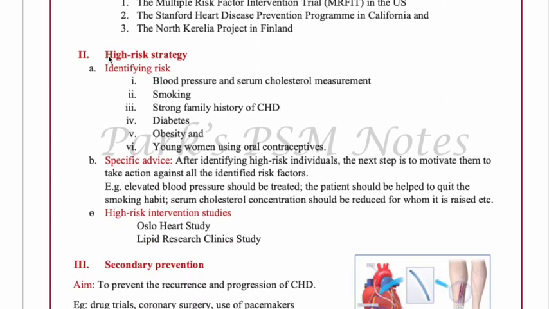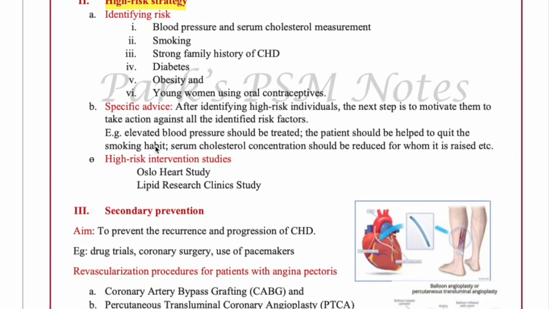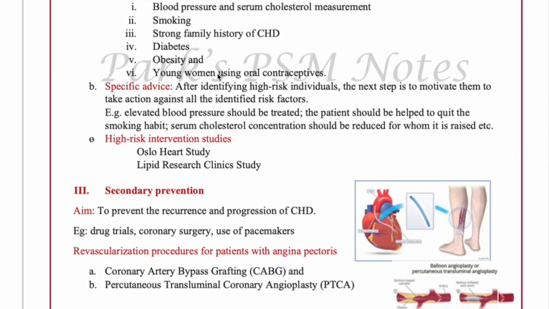Moving to the second strategy after the population strategy, that is the high risk strategy. It includes first identifying the risk persons by checking the blood pressure and serum cholesterol, or by checking or asking whether the person is a smoker, or whether there is any strong family history of CHD, or diabetic, or whether the person is obese, or if it is a young woman, asking them whether they are taking any oral contraceptives.